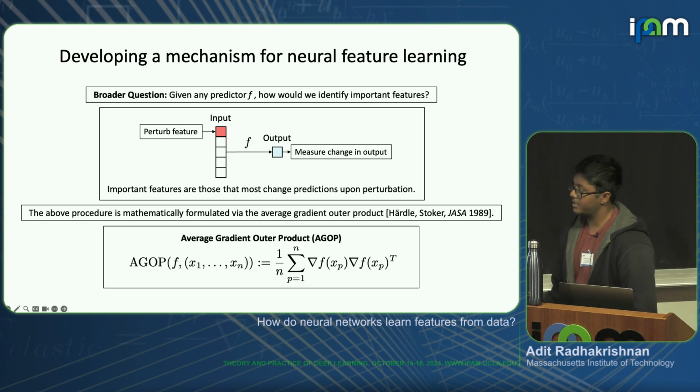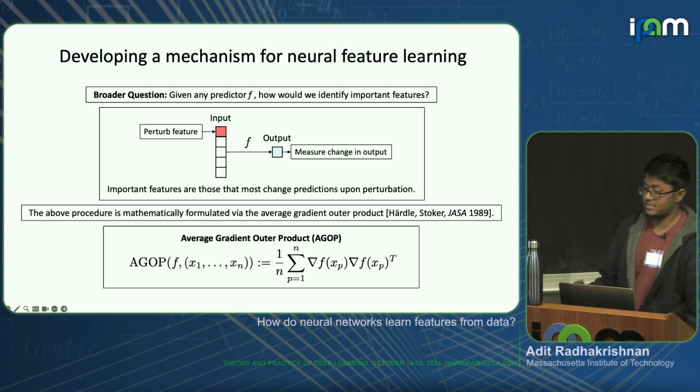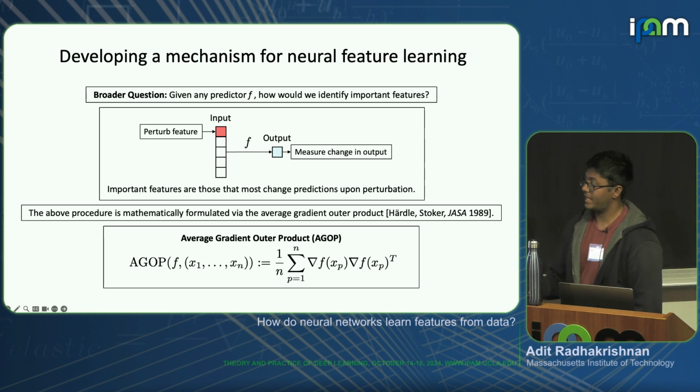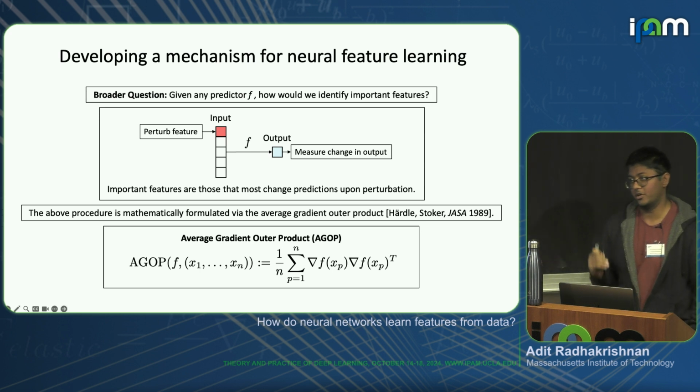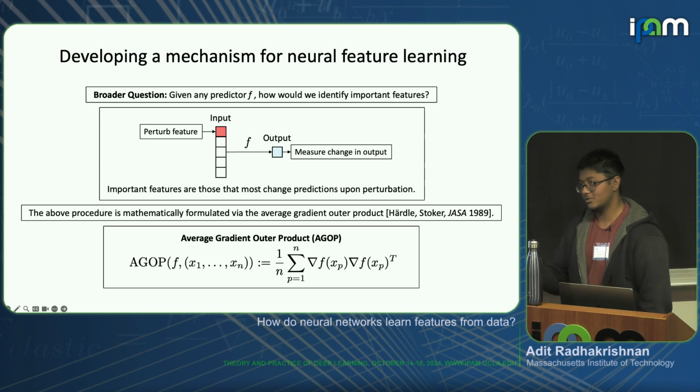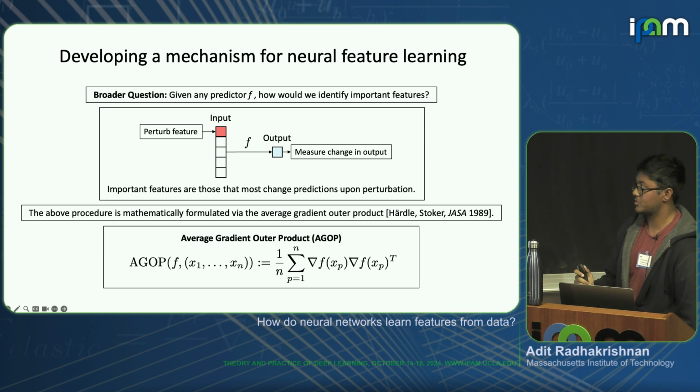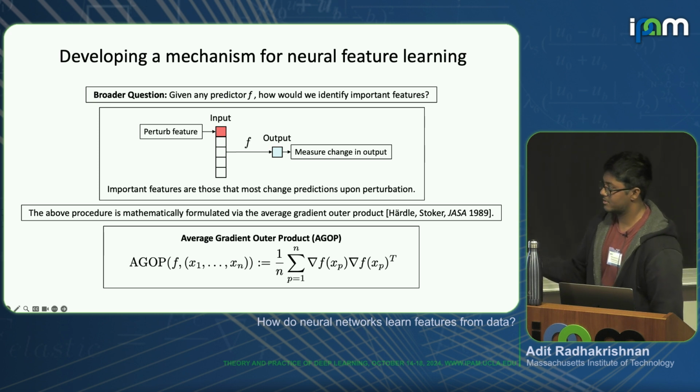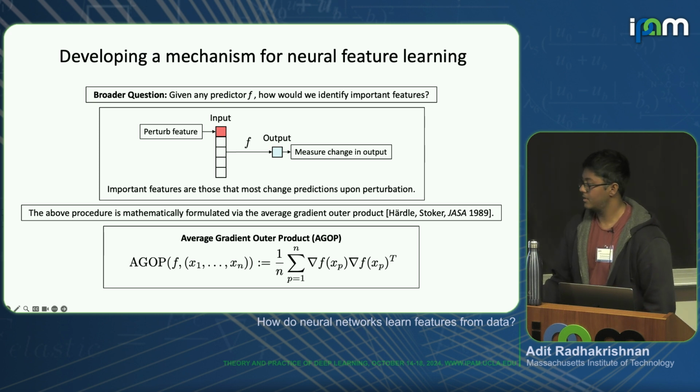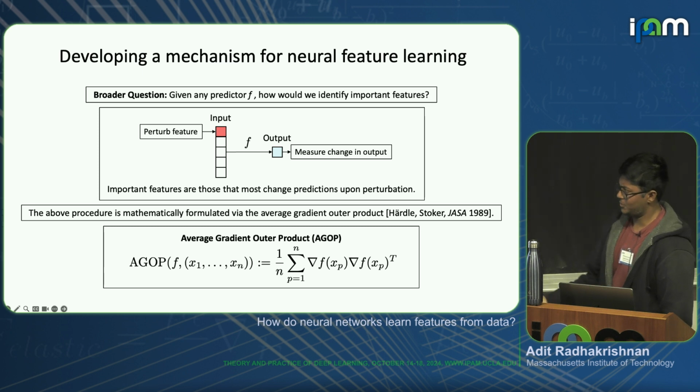What does this thing actually look like? Given a function f and some data points x1 to xn, what I'm doing here is taking the gradient of f with respect to the input. There are no parameters here, just the input of the function. And I'm computing the outer product. So this is just a matrix. Okay, so why is this interesting?